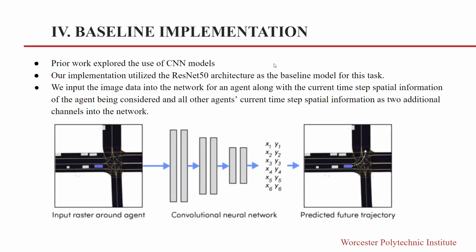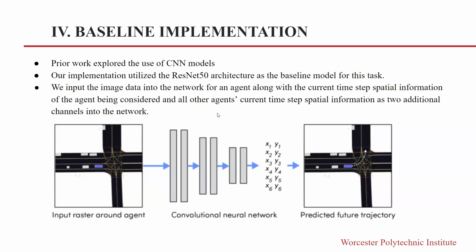Since the data set consists of images, one of the go-to models would be a convolutional neural network. So we reviewed few literature, and we see that prior work has explored use of many CNN models. So we have decided to use ResNet 50 as a baseline model for this task. So we used a pre-trained ResNet 50 to train on the 110,000 images, and then try to predict the agent's future trajectories. The block diagram shows the workflow of the ResNet 50.